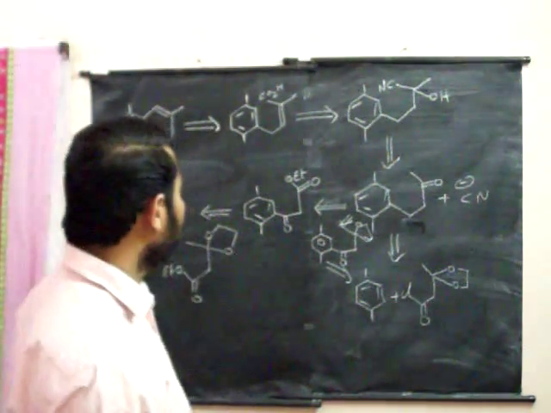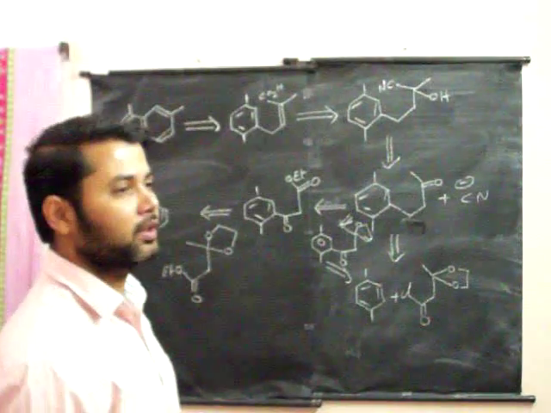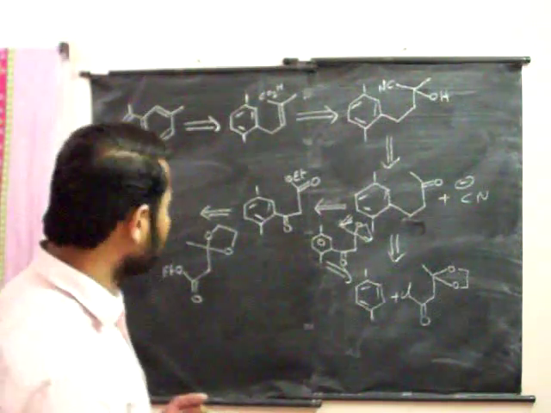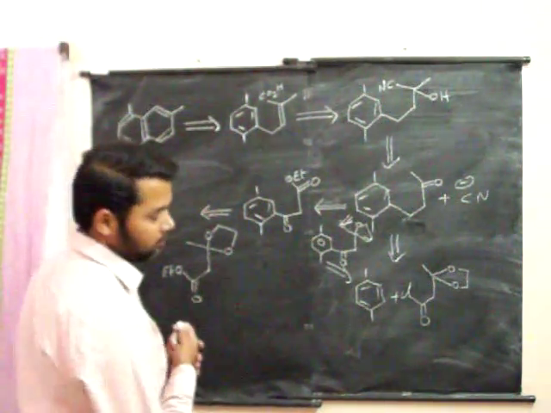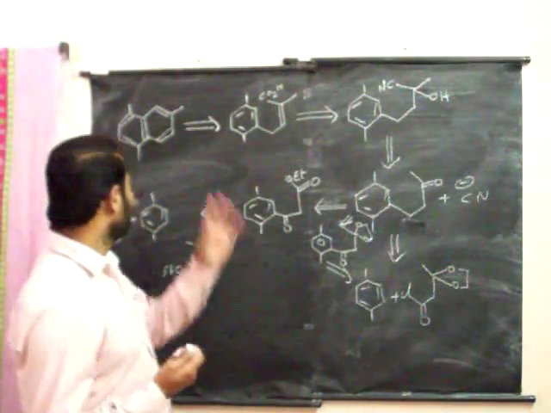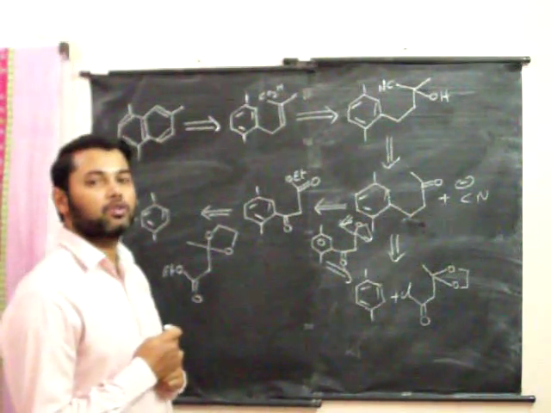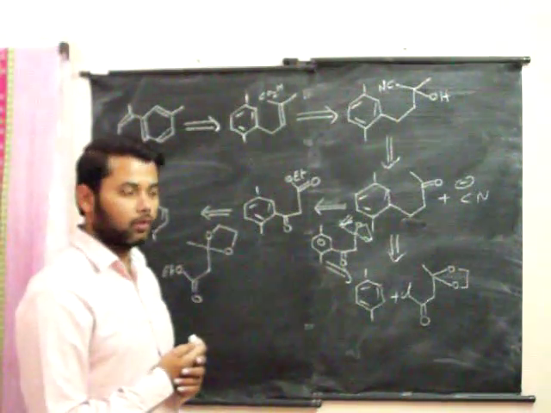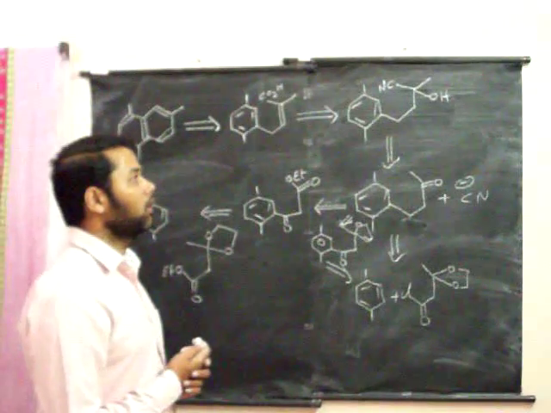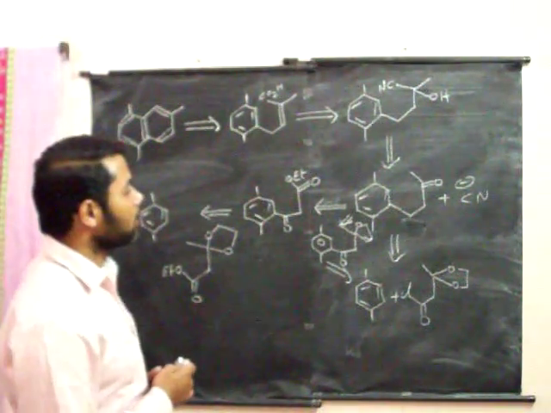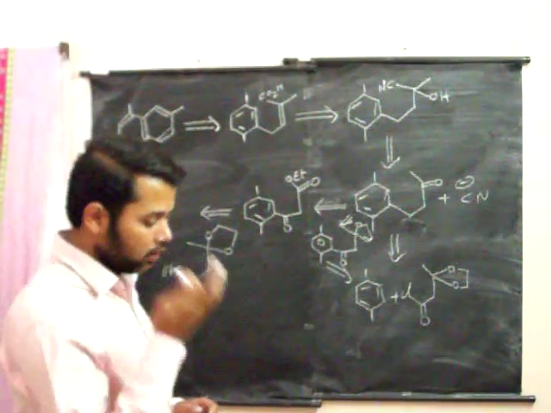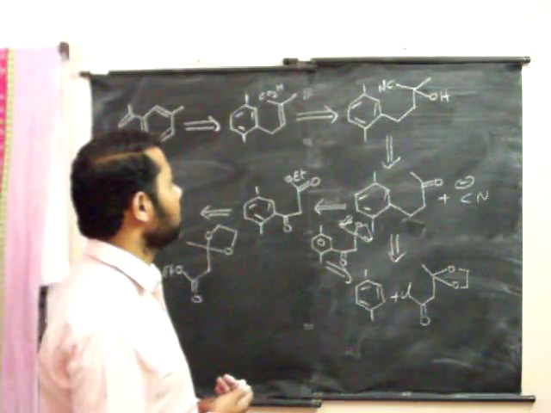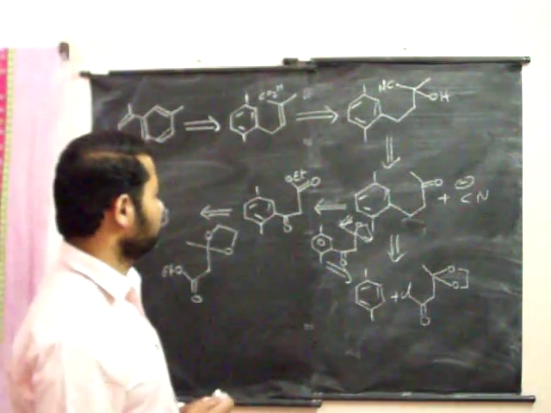So in this way, I think this is the fifth method. In this way we can think of so many methods to construct one molecule. Here, just by scanning, we have thought of five methods. So I suggest you think of more methods, so that your mind and your ideas can be explored.